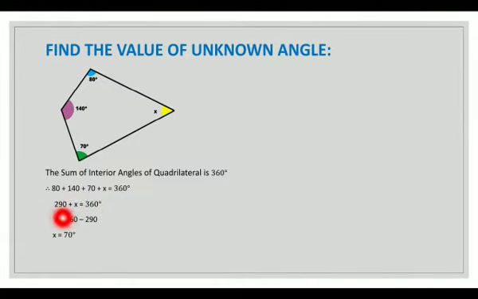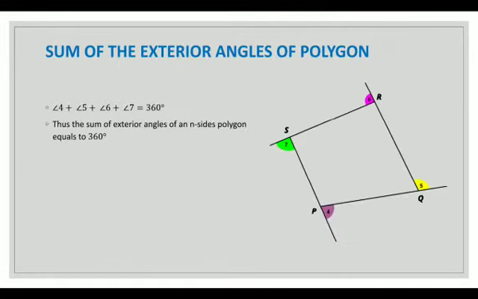Keep x on one side. So plus 290, when it goes on the other side, it becomes minus. So 360 minus 290, which is 70 degree. So x I got is 70 degree.